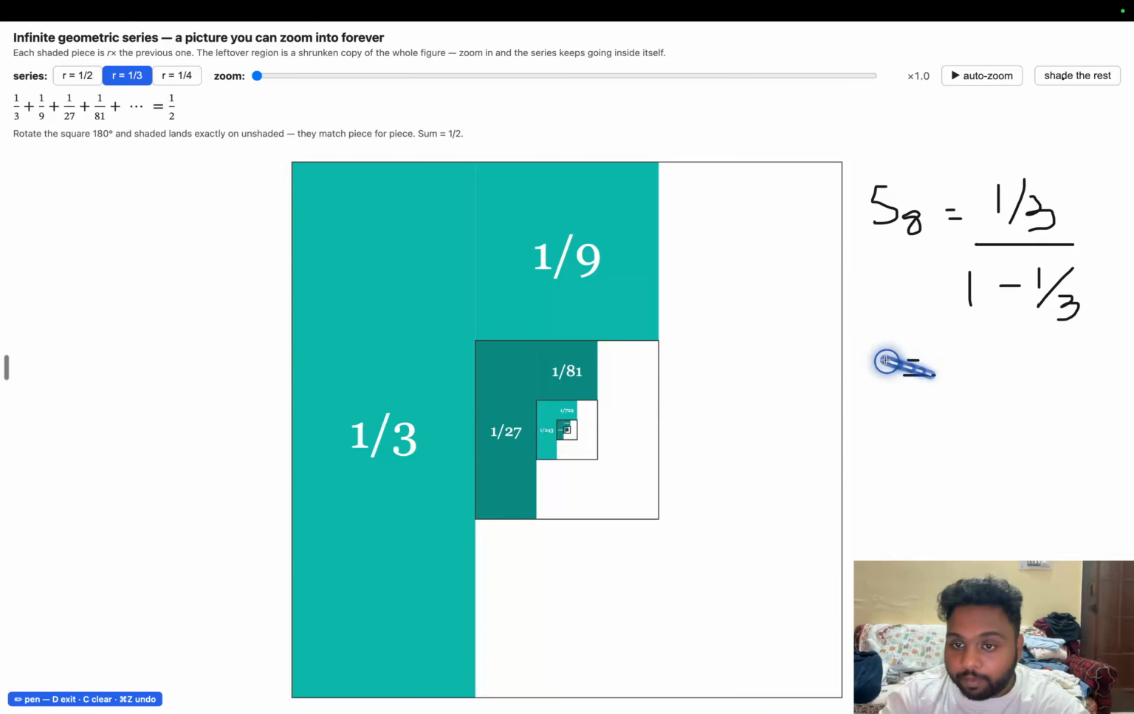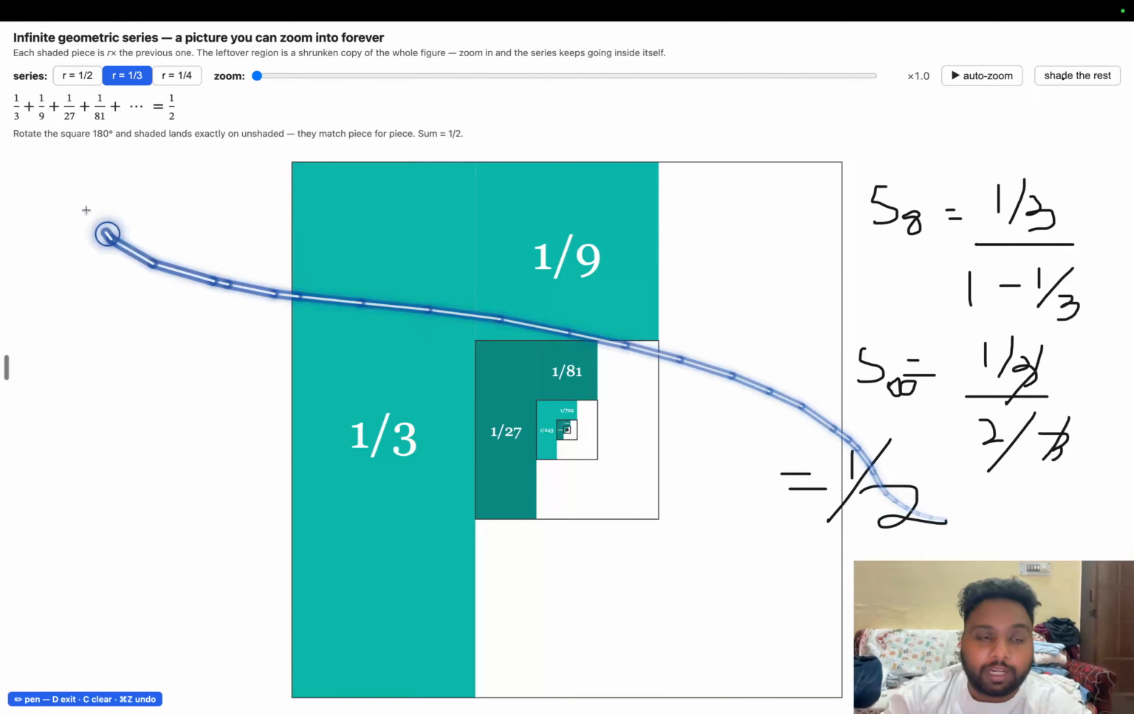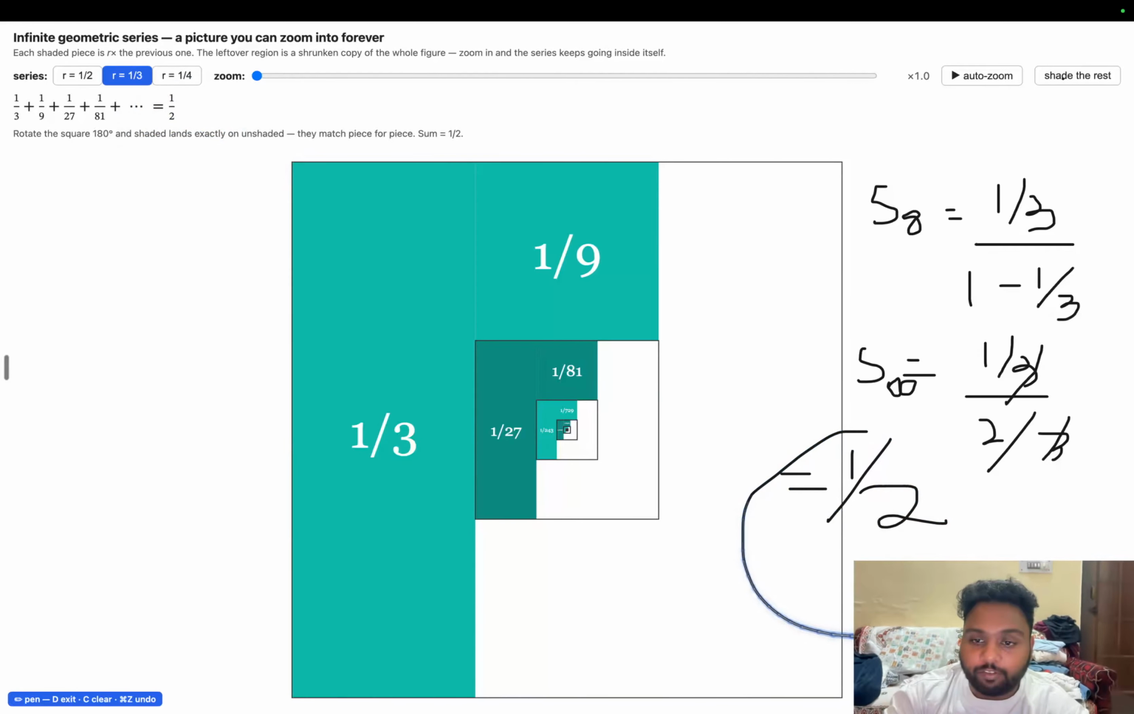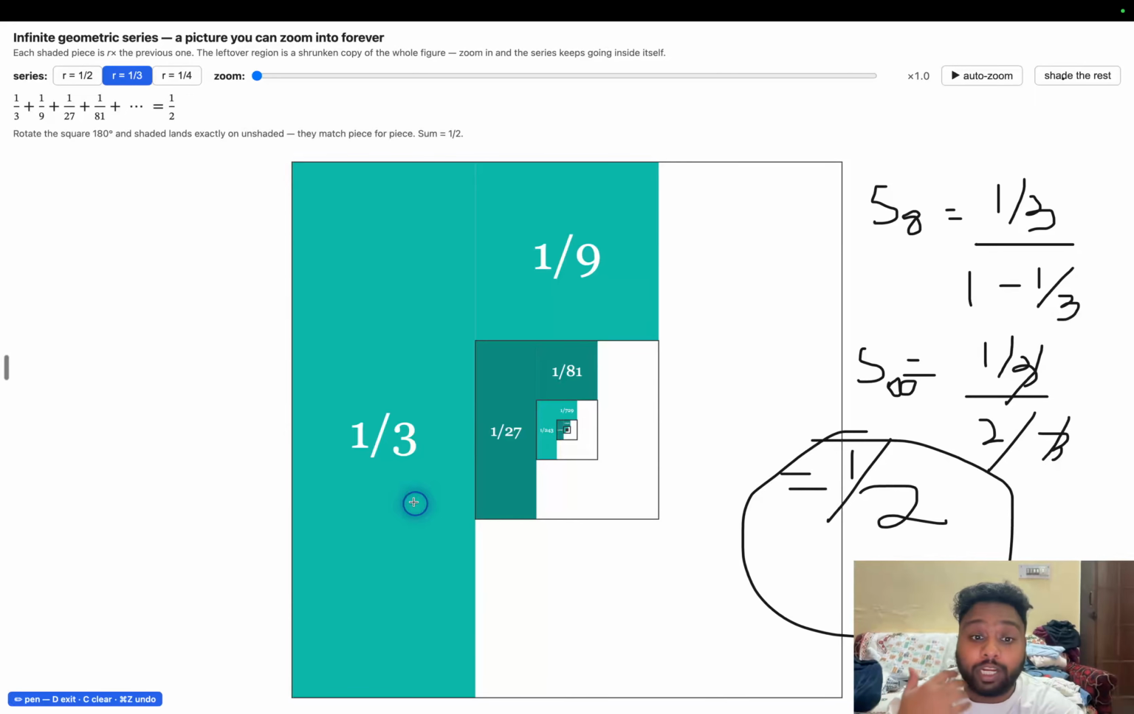So what will be my s of infinity? It will be 1 by 3 divided by 1 minus 1 by 3, which is 1 by 3 divided by 2 by 3. And the 3's will cancel out and my result will be 1 by 2. Okay, so this is my result. My formula verifies that I can find this to be 1 by 2. Now we can see visually how we will actually visualize it and how it actually makes sense that this becomes 1 by 2.